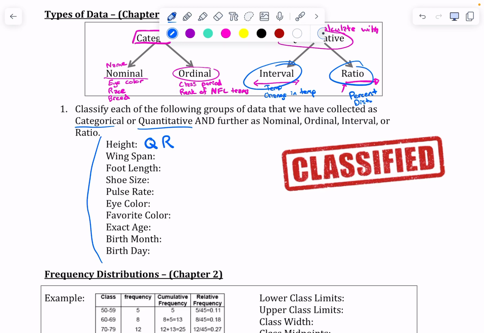What about birth month and birthday? Birth month and birthday, I would say those are ordinal. Yeah, or are they? Because like January through December. Yeah, I would say, probably, yes.